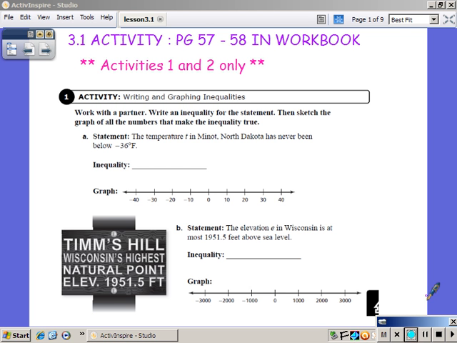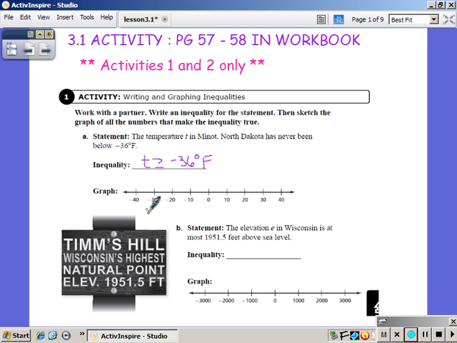In the statement in the first activity, the temperature T has never been below negative 36 degrees Fahrenheit. So what does that mean about that temperature T? If we compare that to negative 36 degrees Fahrenheit, it's never been below that. Has it been that? Yes, or it's been bigger. So that temperature has been greater than or equal to negative 36 degrees Fahrenheit.